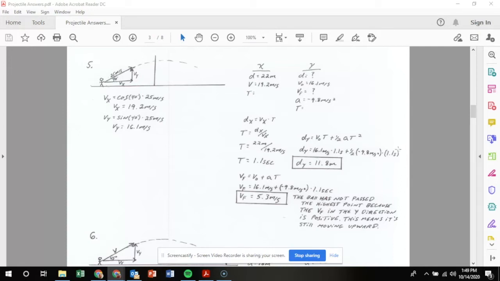This is squared, although it looks like it faded a little bit when it got photocopied and scanned, but that squared should be there. Make sure that you have it for yourself. And we plug all that into the calculator, we get a maximum height of 11.8 meters.